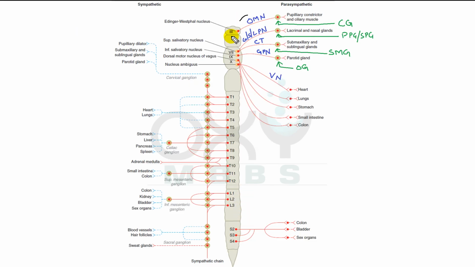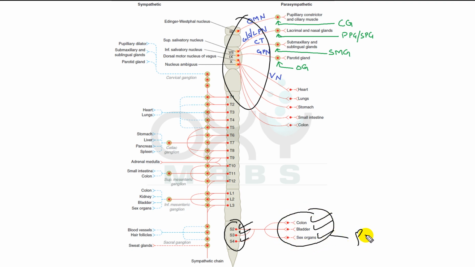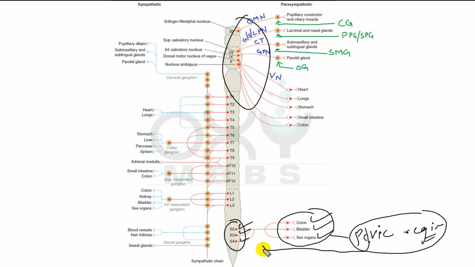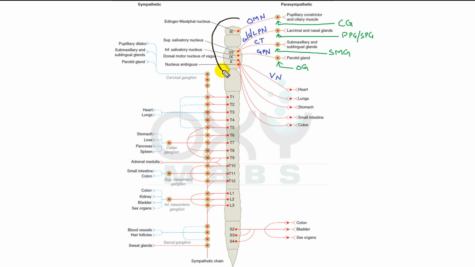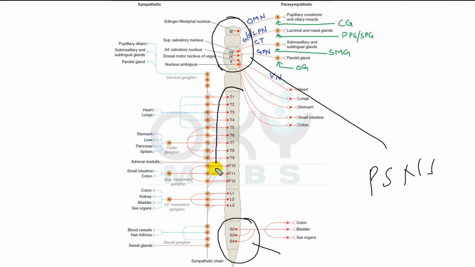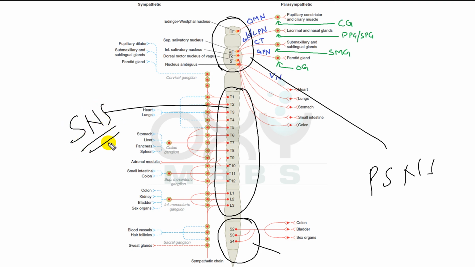Now my dear friends, after the cranial nerves, these are the sacral spinal nerves. One is S2, S3 and S4, and they are innervating the colon, bladder and sex organs. All these structures are present in the pelvic region. So all these pelvic organs are mostly innervated by these parasympathetic nerve fibers, that is S2, S3 and S4. So these cranial nerves and these sacral nerves that are present on the periphery form the parasympathetic nervous system, while the thoracolumbar part that is present in the center forms the sympathetic nervous system.